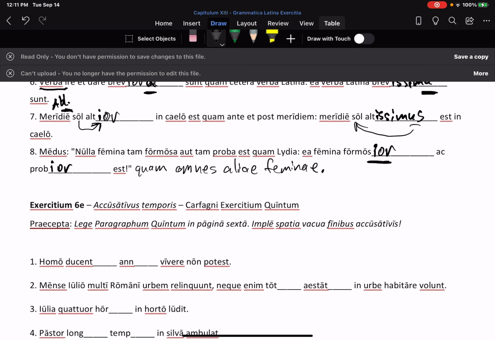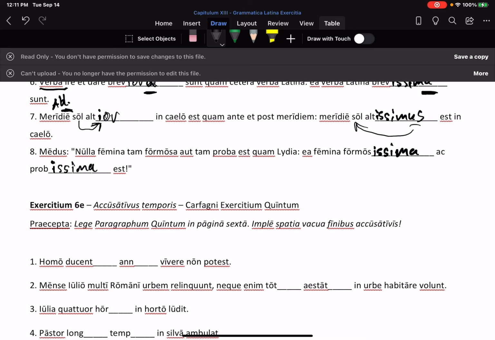But here it might be asking us to put most beautiful woman, the most beautiful woman in the world. So, because Medus is speaking, we would put probably, both of those are acceptable, but formosissima et probissima.